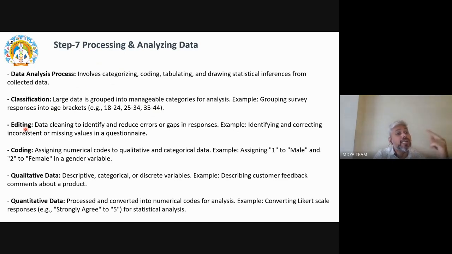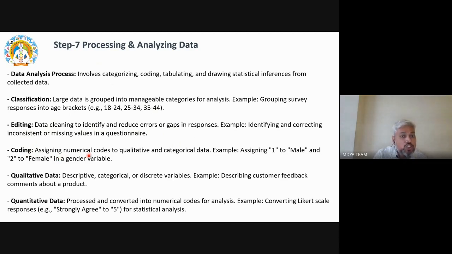Then you do editing, data cleaning, to identify and reduce errors or gaps. This step you can also do on the software available nowadays. Data cleaning is very important. It means you have collected a large amount of data and there are some errors, so you can identify those errors and you can remove or clear them. This is cleaning or editing of data to reduce errors or gaps in your responses. You do corrections on particular erroneous data.